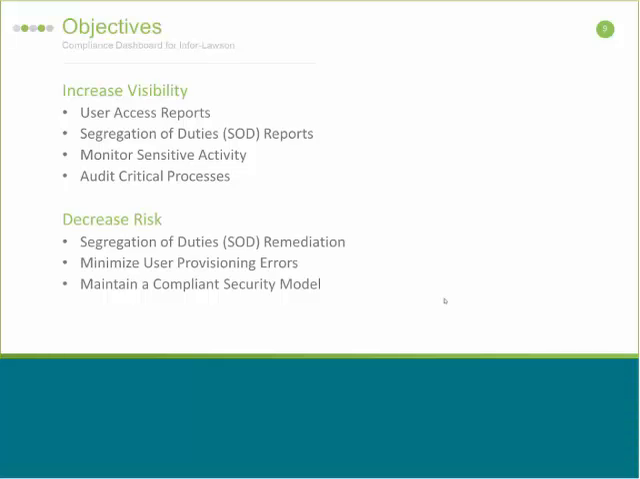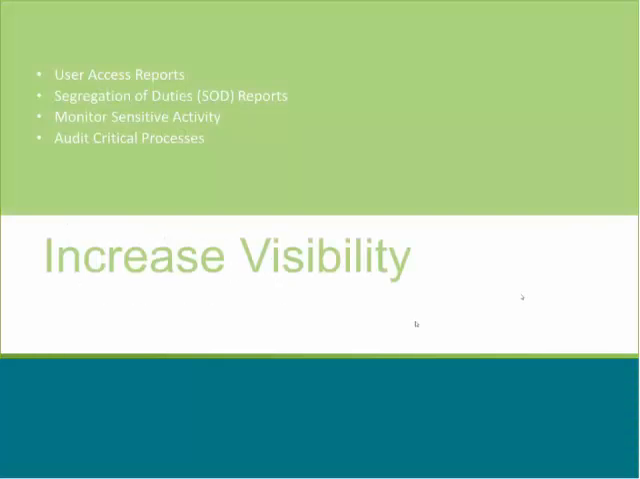So when we increase your visibility, we're trying to give you better options on user access reports, segregation of duty violations, monitoring activity, and auditing these critical processes. Then we use those also to help decrease your risk. And you can see, we're trying to minimize how users get provisioned, maybe invalid roles or roles that are going to, if they get a role, it's going to create a segregation of duty violation, that kind of thing. We want to monitor for you so you can maintain a compliant model. So we'll look at the tools here that we do this.